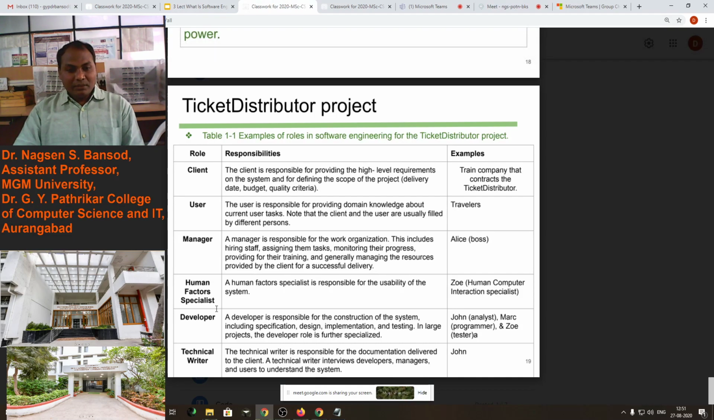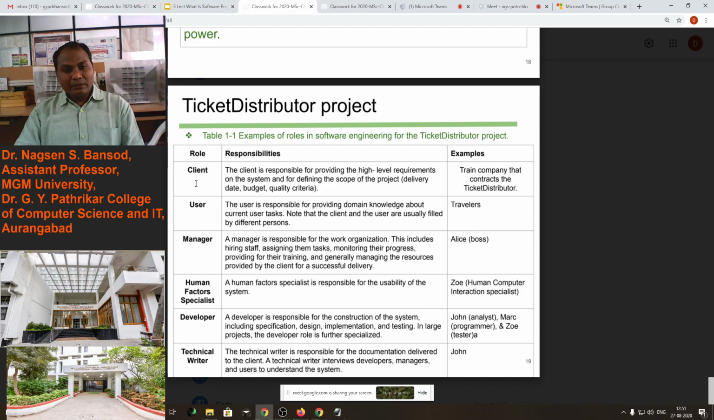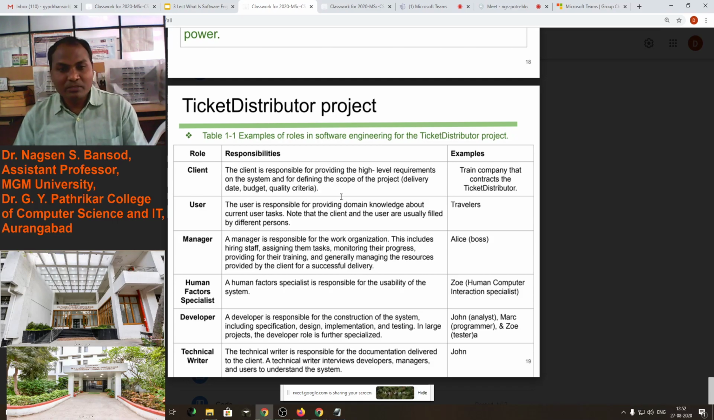Okay, these are the roles, and to these roles some responsibilities are given, like the client. The client is responsible for providing the high level requirements of the system and for defining the scope of the project, like delivery date, budget, and quality criteria. All these activities we have to take from the client.